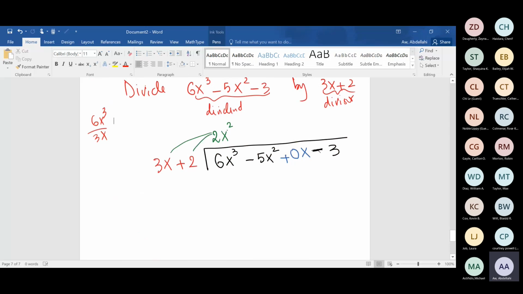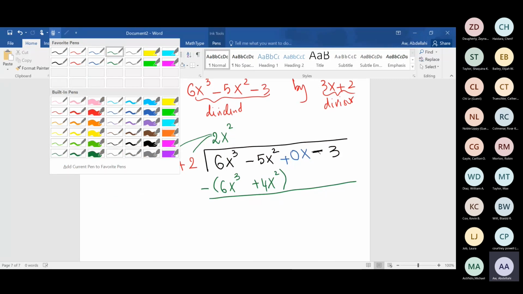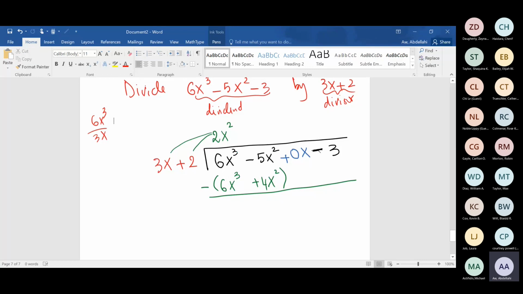So 2x squared times 3x is 6x cubed. They're always going to match, right? And 2x squared times 2 is plus 4x squared. What I'm going to do, I'm going to subtract that. I'm going to subtract them. Everybody see that? When you subtract them, these two are gone, right? So these two are gone right here. How much is left here? Tell me when you subtract.